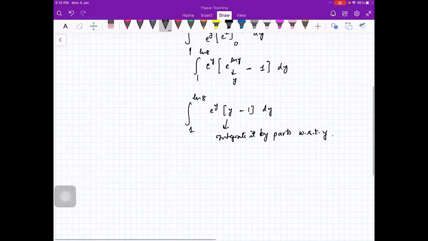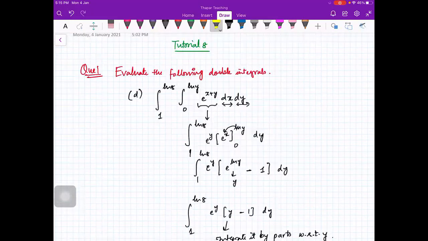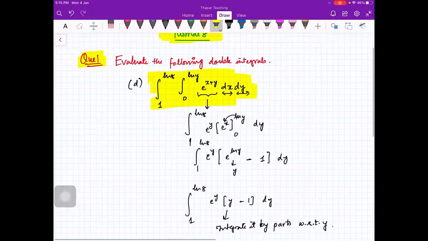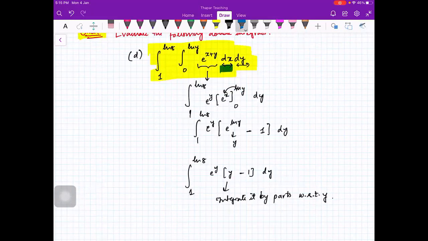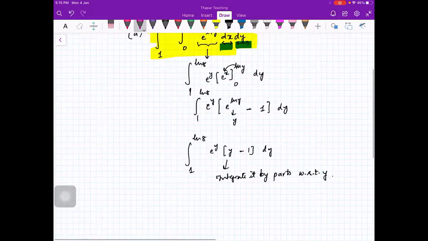So for this first question, for students who have joined late, we are doing tutorial 8. This is question number 1, where we had this simple double integral. We have to calculate this double integral. So you will first integrate with respect to x, whatever is written, and then with respect to y. Okay. Now moving on to the second question.